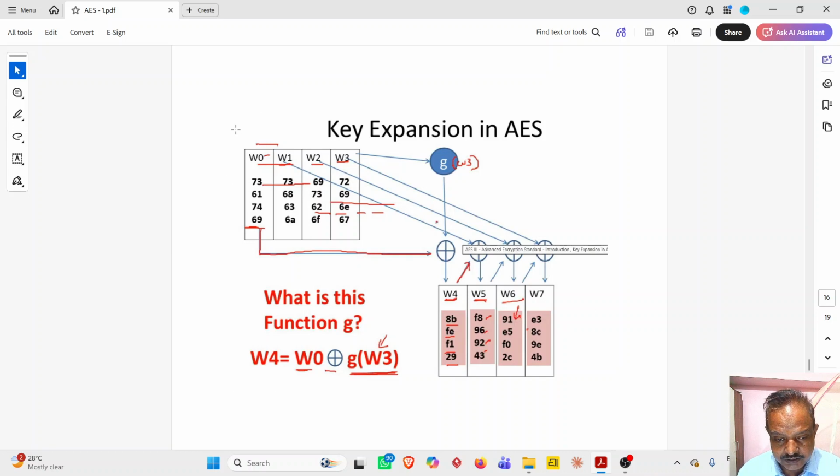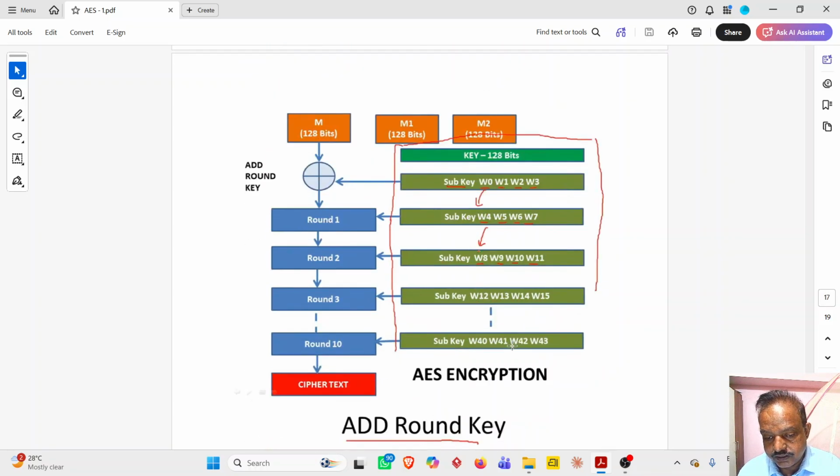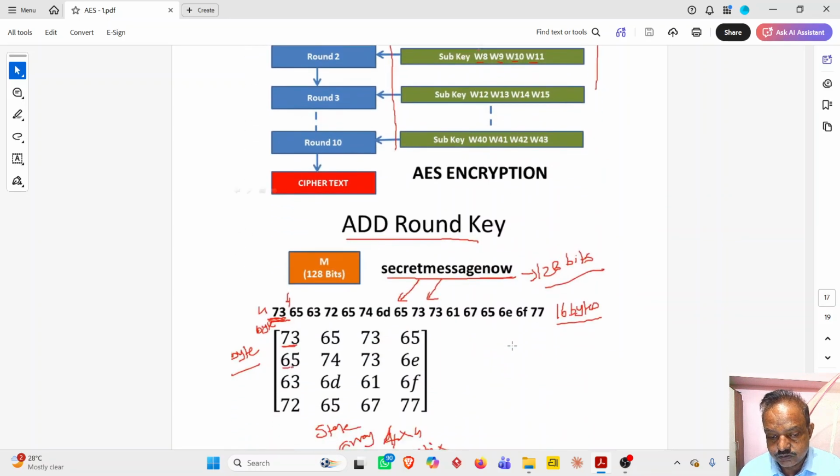So initially the key was there, the round key. From this, the round one key is generated. The same way, the round two key will be generated, the round three key will be generated, because we are having 10 rounds, all the keys will be generated.